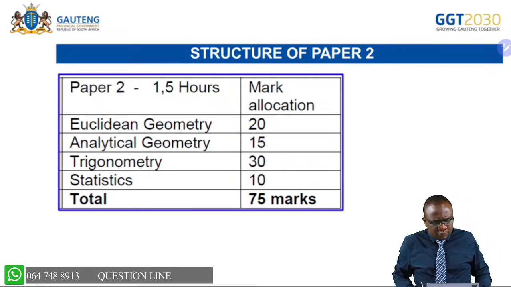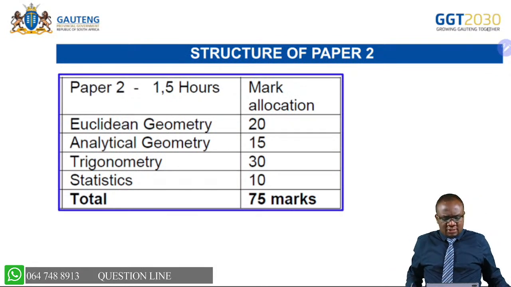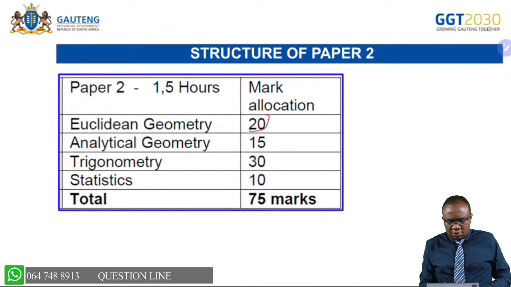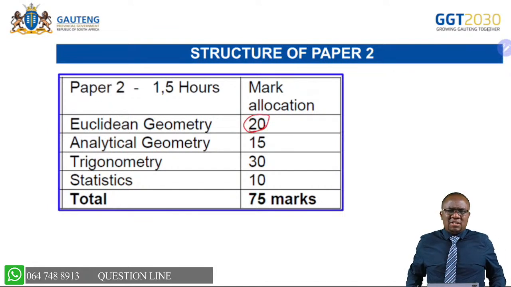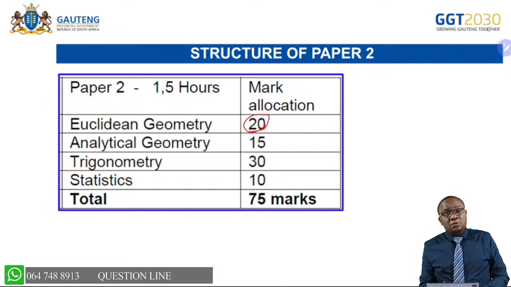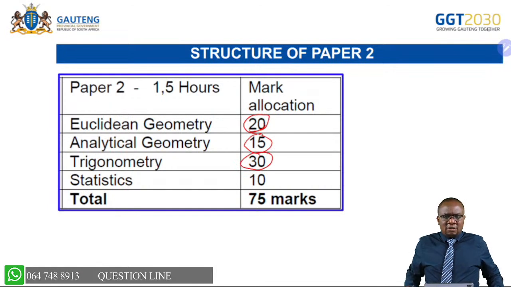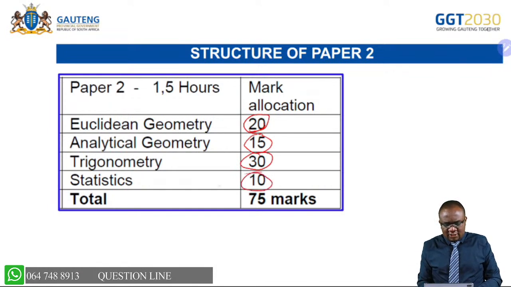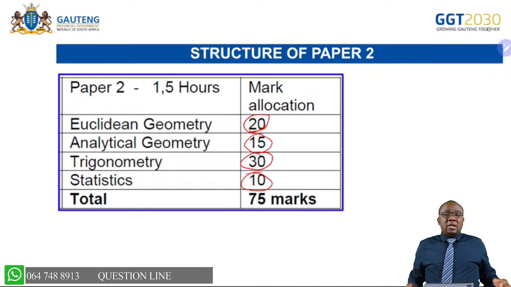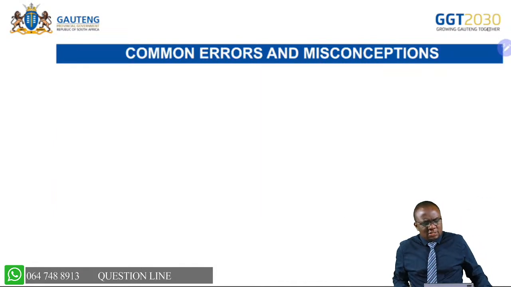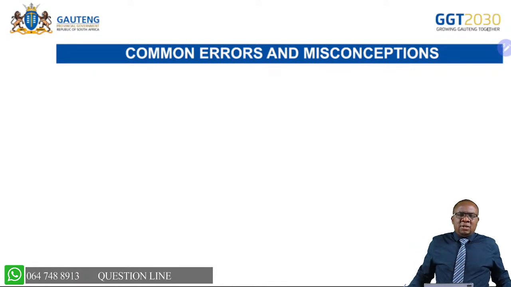Now, paper 2 is structured like this. You have Euclidean geometry contributing 20 marks out of 75. So it's a lot of marks. And then analytical geometry, which is coordinate geometry, 15 marks out of 75. Trigonometry is 30 marks out of 75, and statistics, 10 marks out of 75. Now we are doing Euclidean geometry. This is the last time we're doing Euclidean geometry, meaning that under revision, we're going to look at analytical geometry, trigonometry, and statistics.